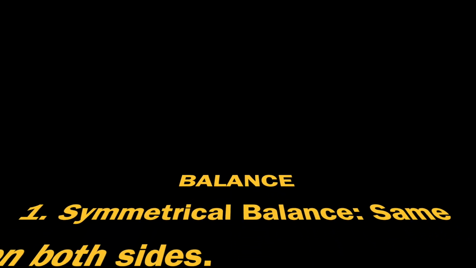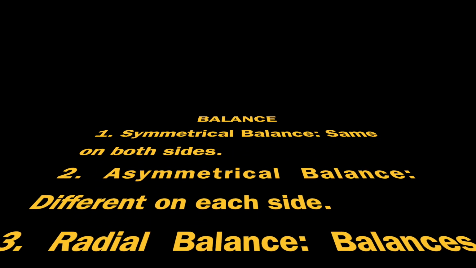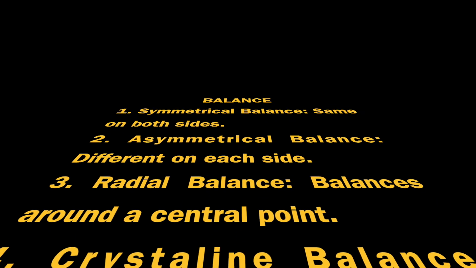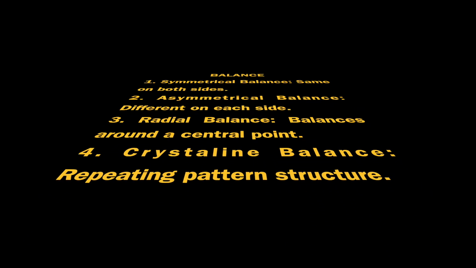So this is a pretty simple one. 4 main things you need to know. Symmetrical balance is the same on both sides. Asymmetrical is different on each side. Radial balance balances around a central point, and crystalline balance has a repeating crystal-like structure.